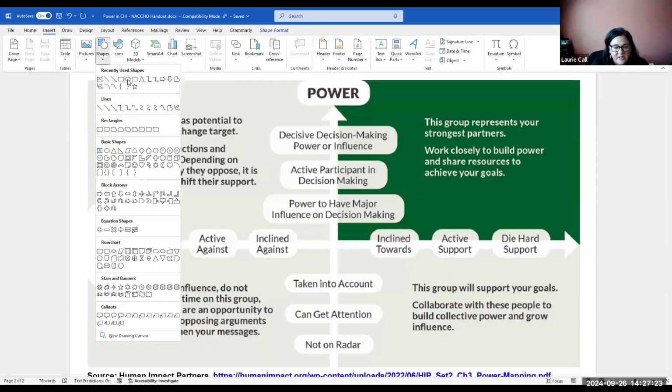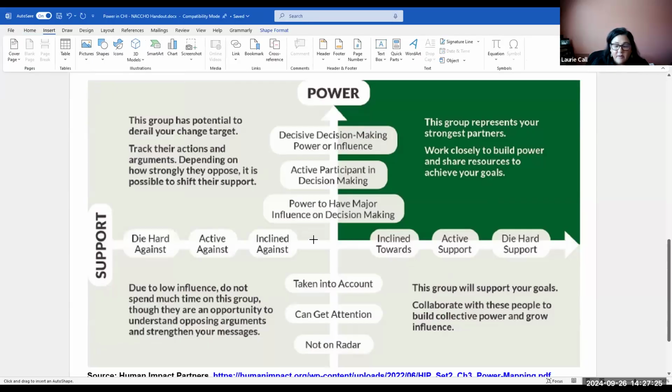We can get their attention. They're probably taking this into account. They have a power to have major influence on decision making. They have active decision making. They have decisive decision making. They don't have all the resources in the world, right? We're talking about your average parents. So they would be inclined if they have the resources, right?